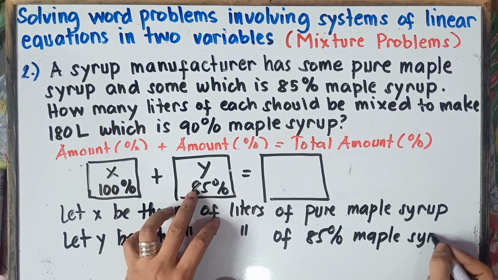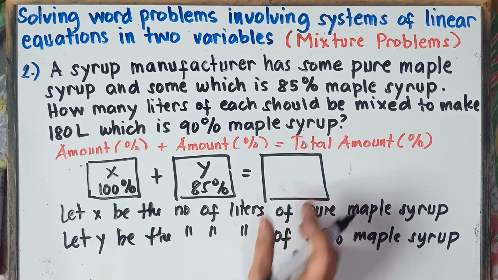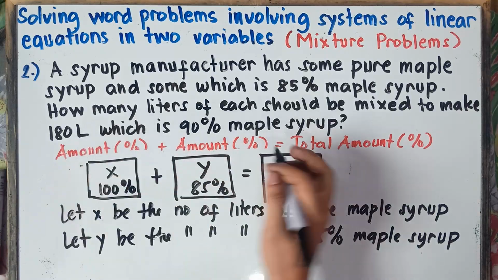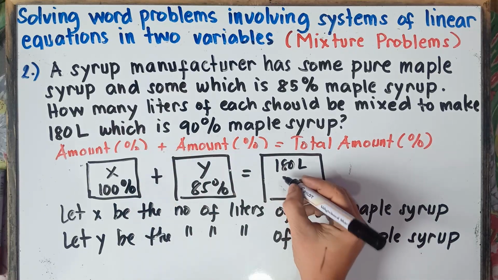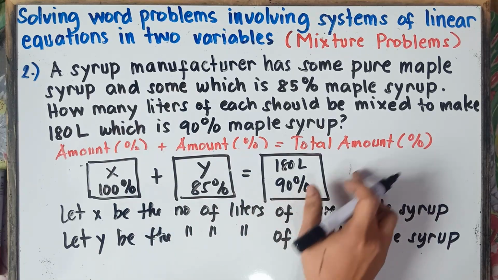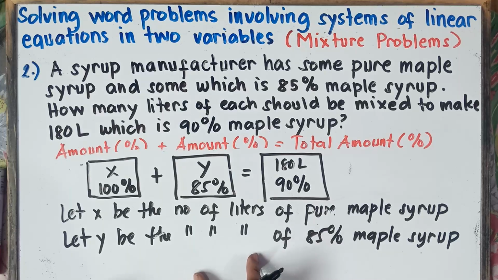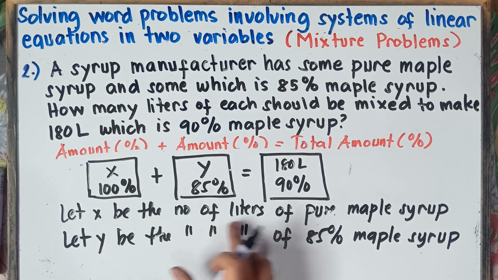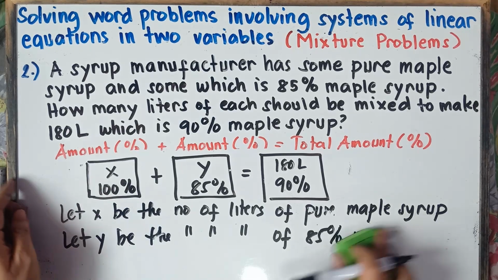But for me, class, it will really take time. That's why we have our box. And then the total, we have the number of liters, 180 liters, and the percent, that would be 90%. So we can now solve with regards to our equation. Let me just erase this one, because you pause the video, class. Let x be the number of liters of pure maple syrup, and let y be the number of liters of 85% maple syrup.